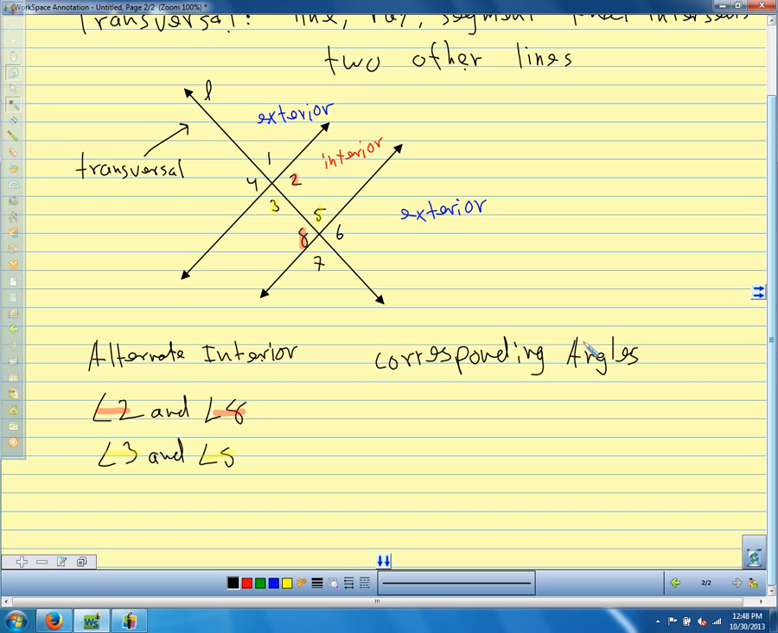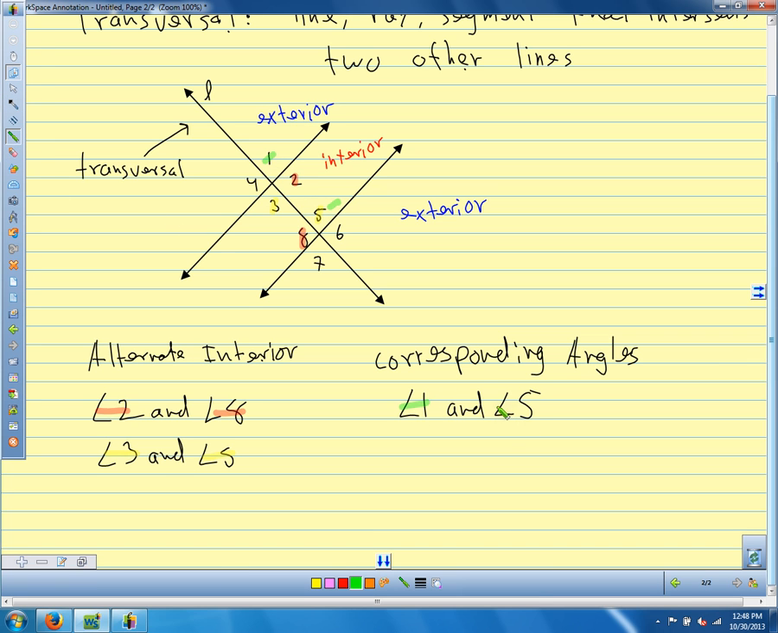Corresponding means that they're in the same place for both lines. So my corresponding angles, I'm going to highlight those in some different colors. Angle 1 and angle 5 are corresponding angles. They're on the same side of the transversal. One is inside and one is outside. Same side of the transversal and to the left of the lines.